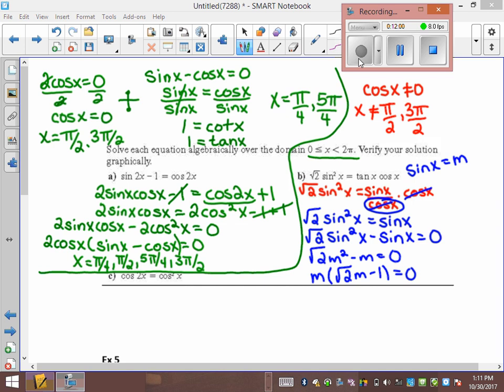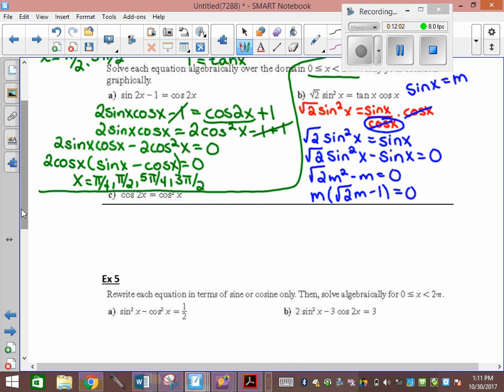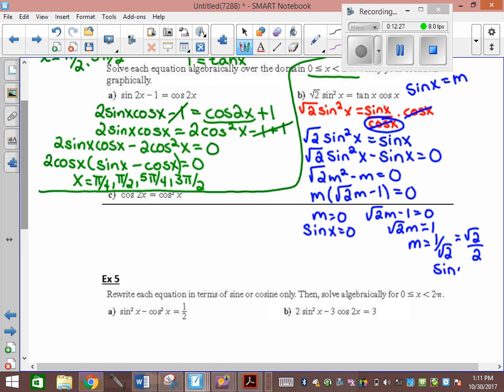Then I have to solve them. So I get m equals 0. And I get square root 2 m minus 1 equals 0. Square root 2 m equals 1. M equals 1 over square root 2. Remember, 1 over square root 2 is actually just square root 2 over 2. So it's right off the unit circle. And remember, m's are actually sines. So I have to state where sine x equals 0 and where sine x equals square root 2 over 2.